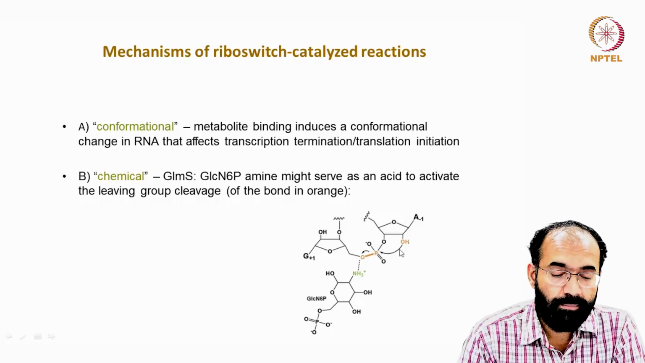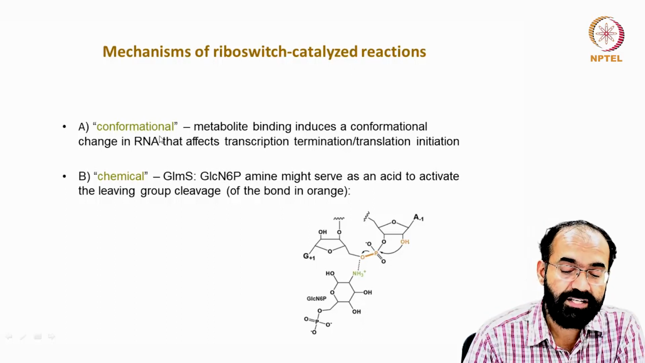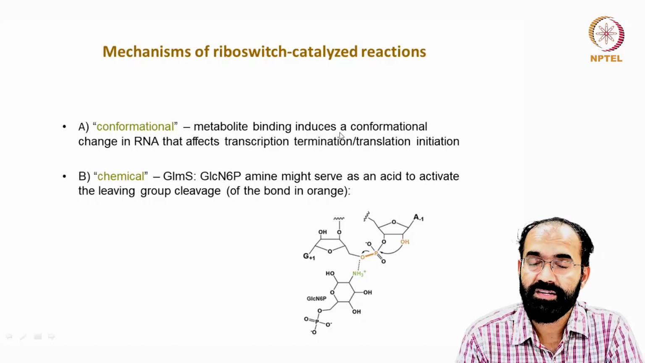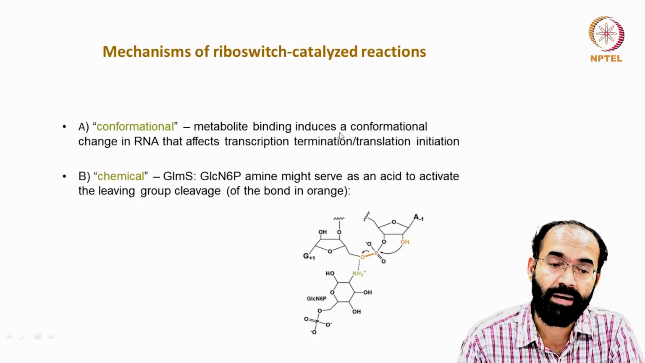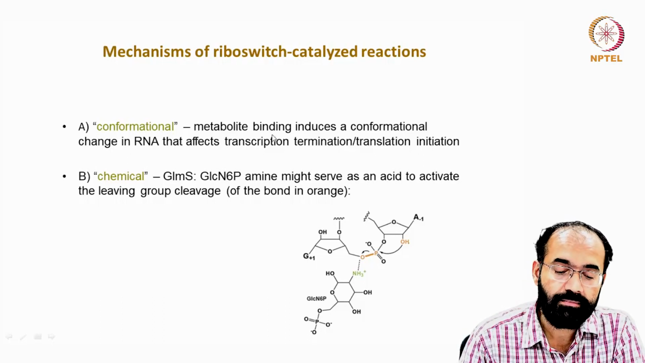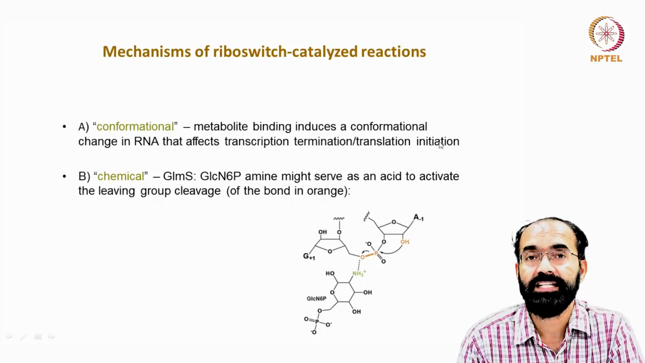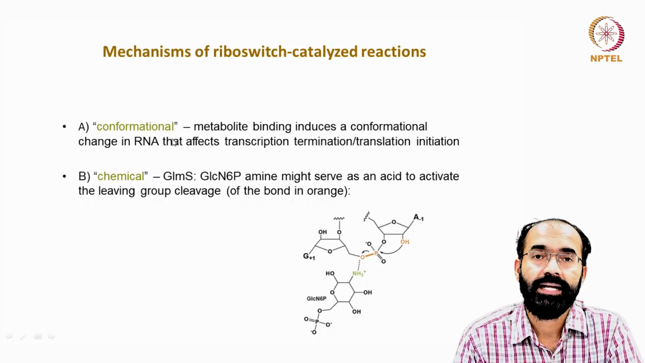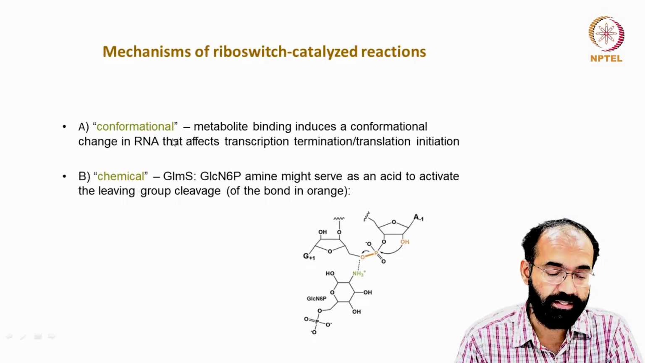So let us look into the mechanisms of riboswitch catalyzed reaction. First one is a conformational regulation. So the metabolite binding induces, that means in the previous case, the 5' untranslated region has the ribozyme sequence and the product goes and binds onto it. And so the metabolite binding induces a conformational change in the RNA that affects the transcription termination or translation initiation. So, in some case, it is the conformational change induced in the mRNA because of the metabolite binding onto it.